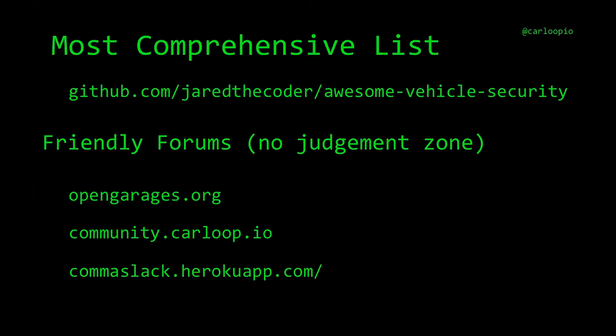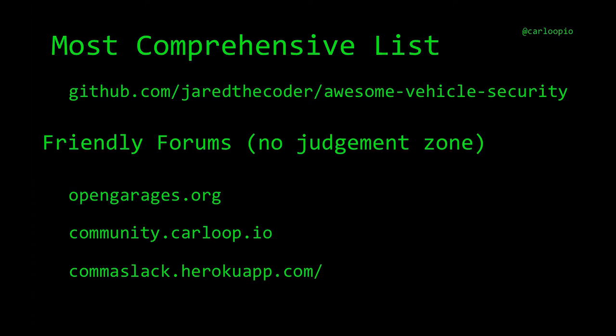From what I've seen, the most comprehensive list of open source hardware devices and car hacking tools, both software and hardware, is on this awesome vehicle security list at this link. If you go there, the README is just an amazing plethora of information. And then some friendly forums that I like to hang out at: opengarages.org is great. They always have really sort of no judgment zone comments. And same with community.carloop.io.